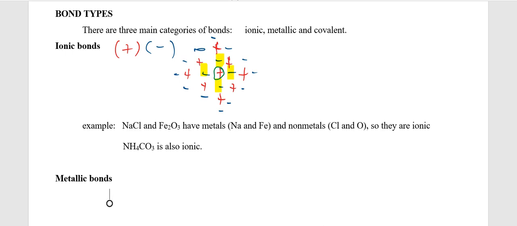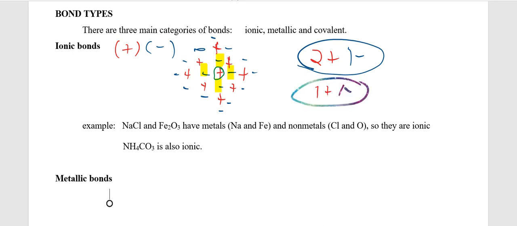And it stands to reason from Coulomb's law, the closer they are together, the stronger that attraction. A stronger charge will attract more strongly. For instance, if you had a 2 positive with a 1 negative, that attraction is going to be stronger than, say, a 1 positive with a 1 negative. So it's exactly what you think it is.